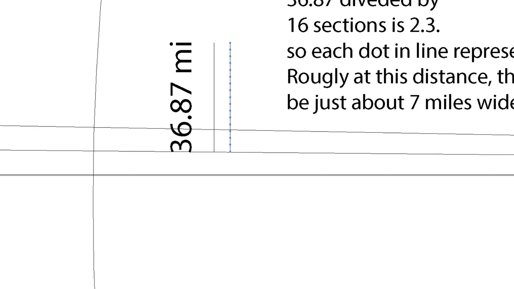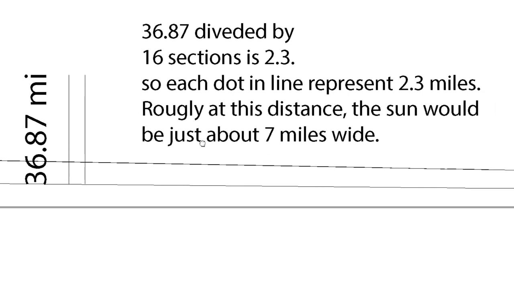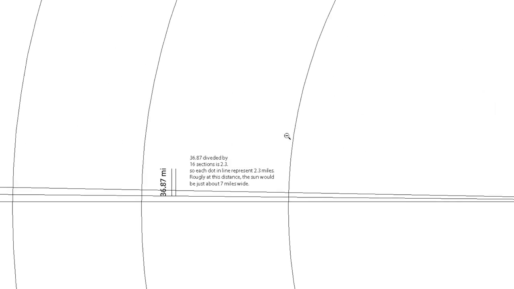And so you see that distance at the bottom there. We have 1, 2, 3, just a little bit over 3. So we take a little bit over 3 times 2.3, and we get roughly 7. So the sun is 7 miles wide.